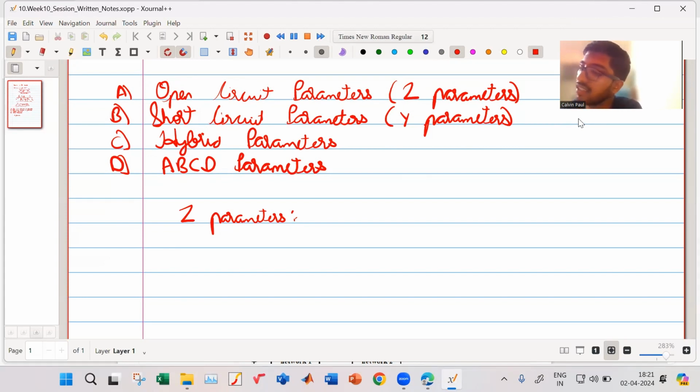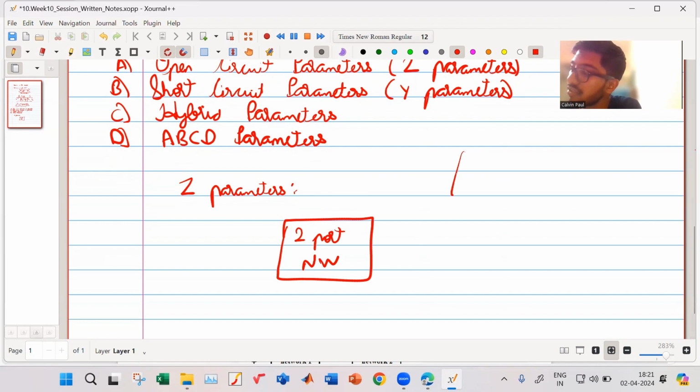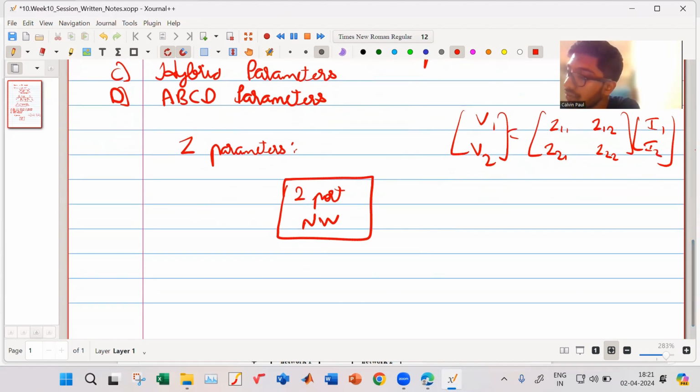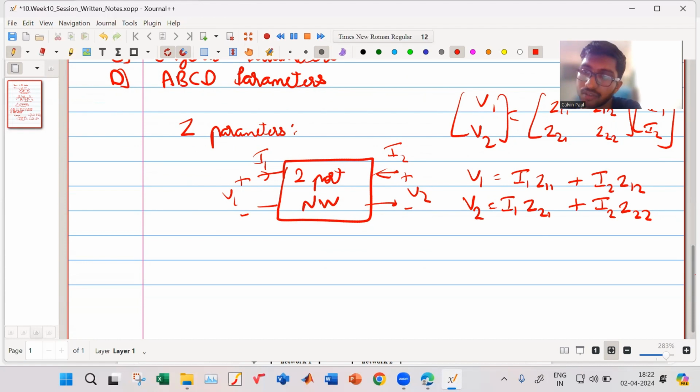So I'll repeat what was said. You have a two-port network like this. For Z parameters, the relation is V1, V2 is equal to Z11, Z12, Z21, Z22 times I1, I2. I'll write the equations first. You have your V1 and your I1. You have your V2 and your I2. So you write your V1 as I1 into Z11 plus I2 into Z12. And your V2 is I1 into Z21 plus I2 into Z22. So these are your equations.